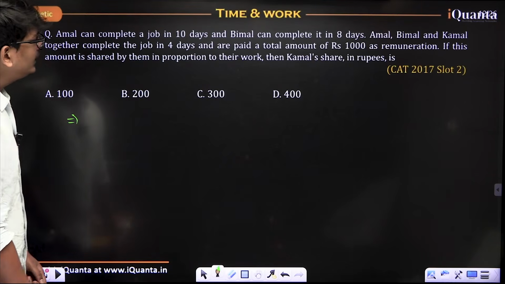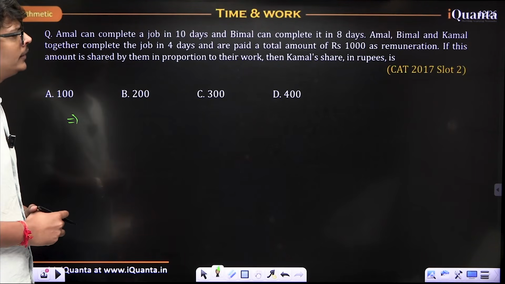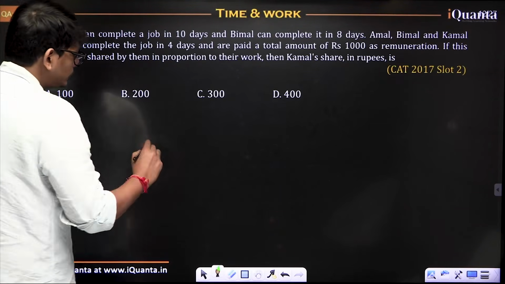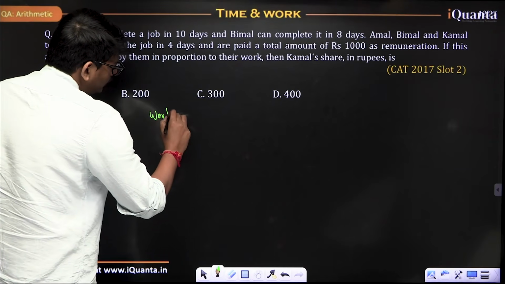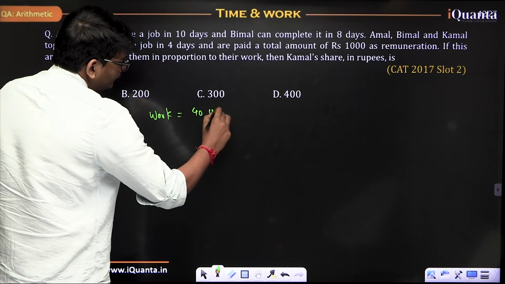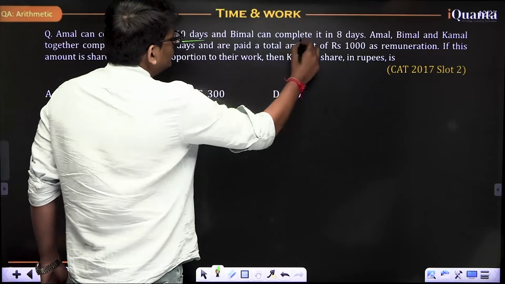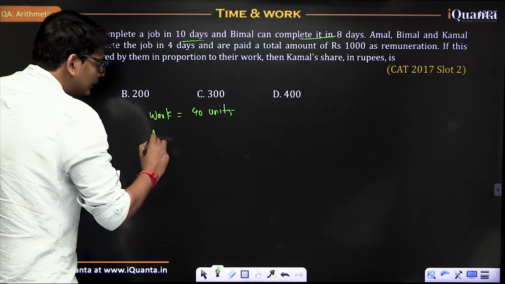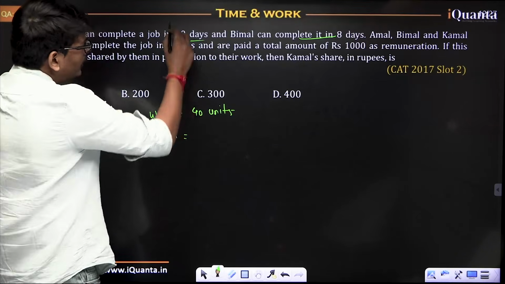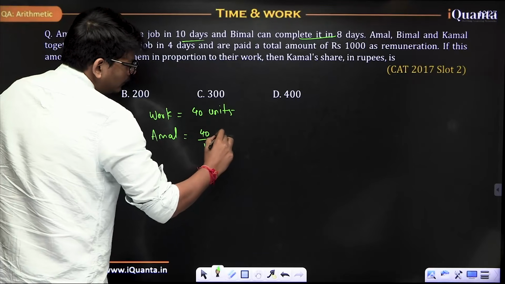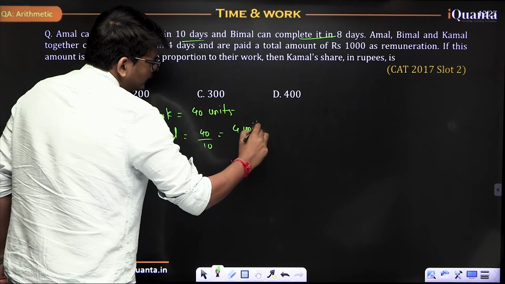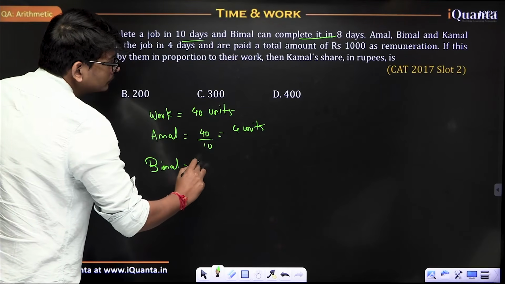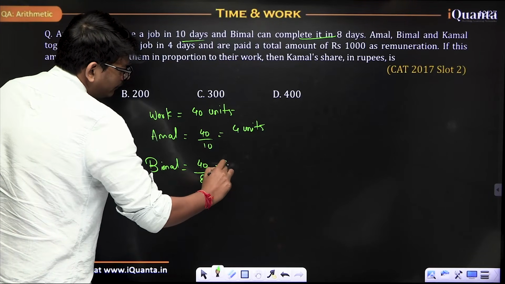Amal can complete a job in 10 days. Bimal can complete it in 8 days. The first thing which comes to my mind is assuming total work. So let's do that. So total work is 40 units, the LCM of these two. Now we can find out the efficiency of Amal, that will be 40 by 10, 4 units, and the efficiency of Bimal is 40 by 8, 5 units.